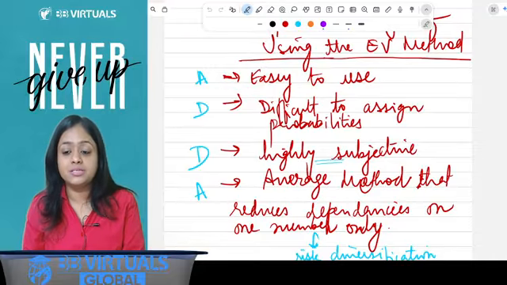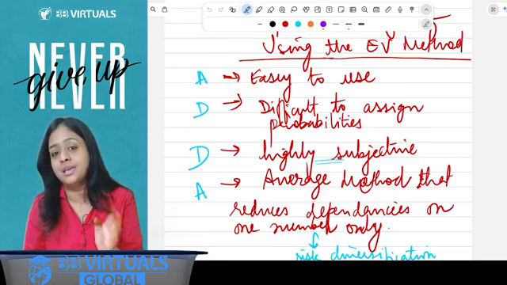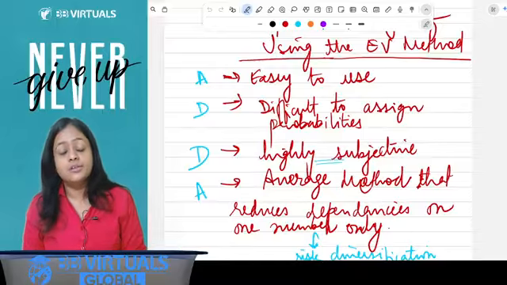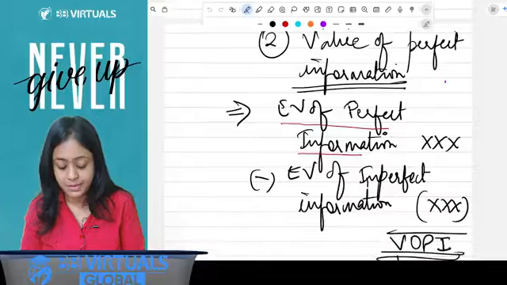And the disadvantages are that it is difficult to assign probabilities, because with surety we cannot say that it is exactly a 40% chance. It can be 50 also. So these probabilities can always change. Then it is highly subjective. I think it's the biggest disadvantage of this method.